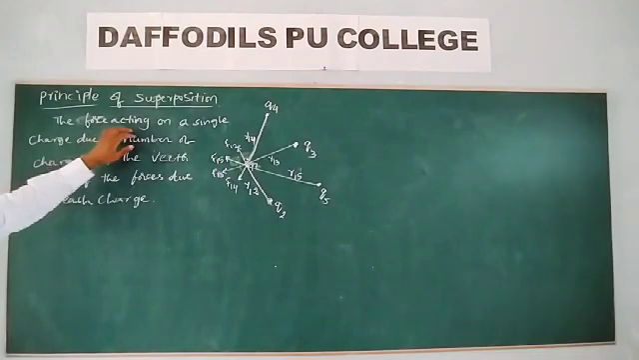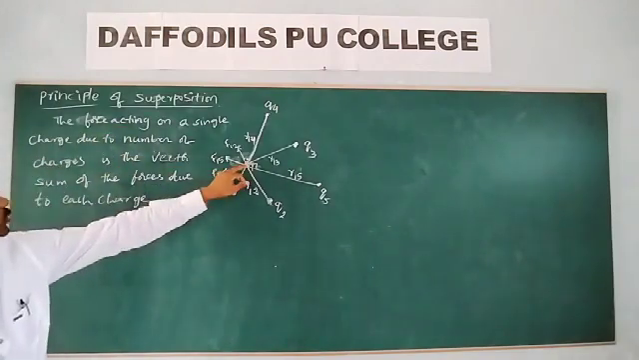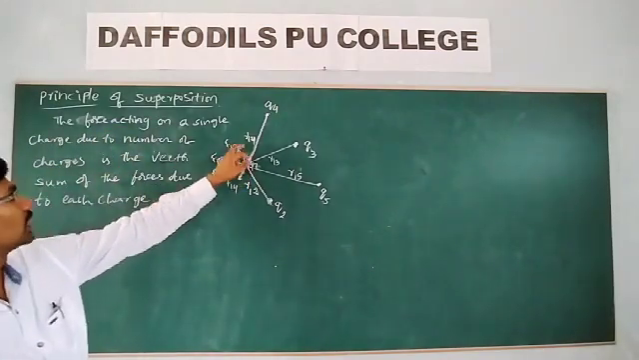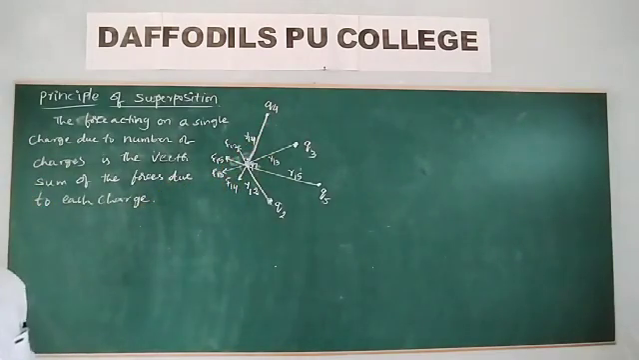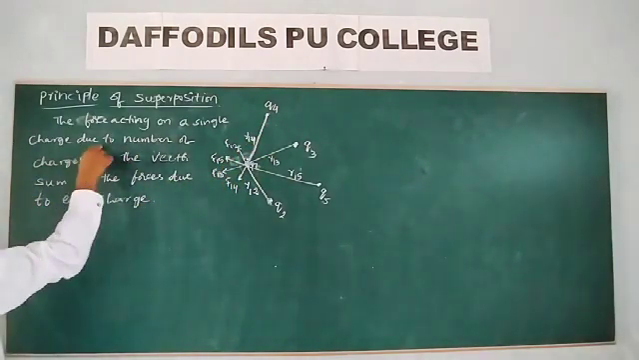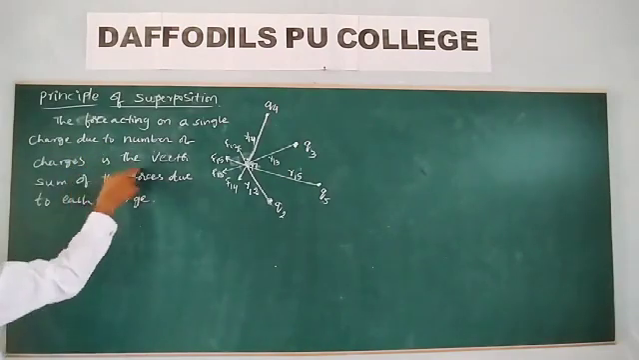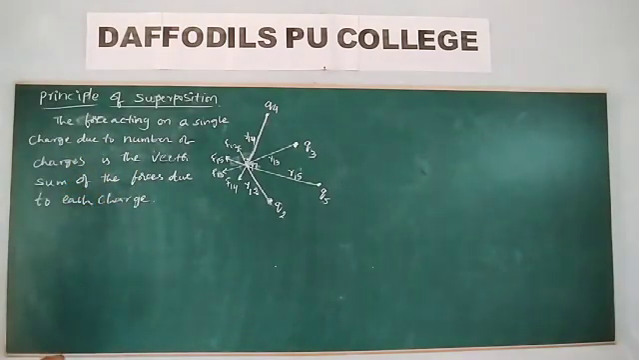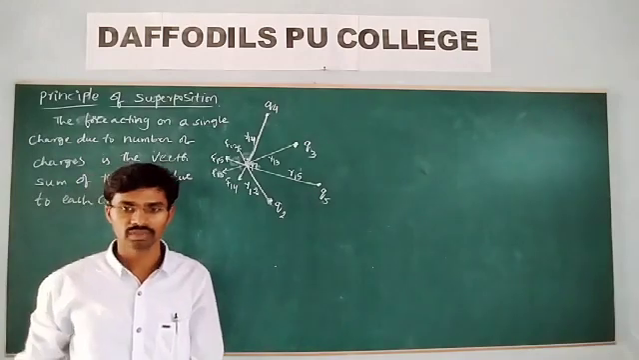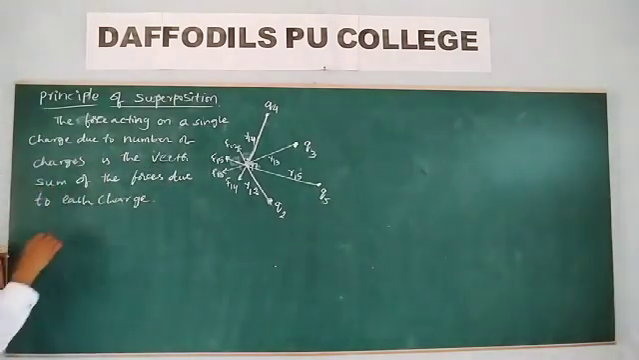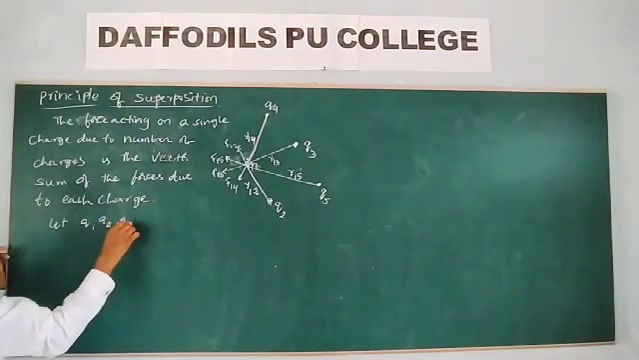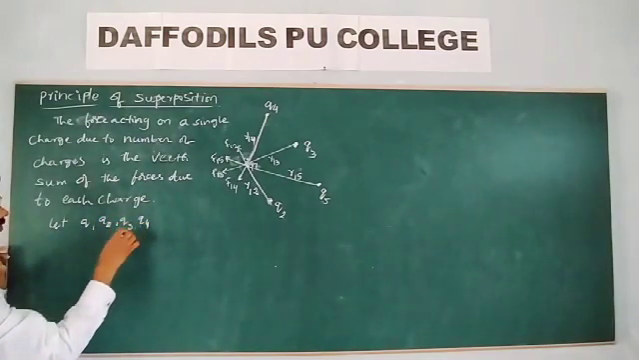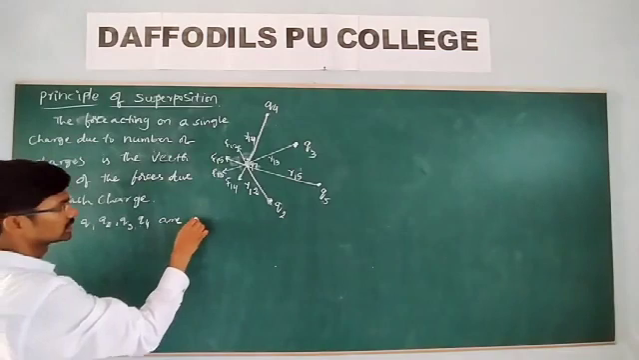The force acting on a single charge due to a number of charges is the vector sum of the forces due to each charge. That we have to take. So take one, let Q1, Q2, Q3, Q4 are charges.